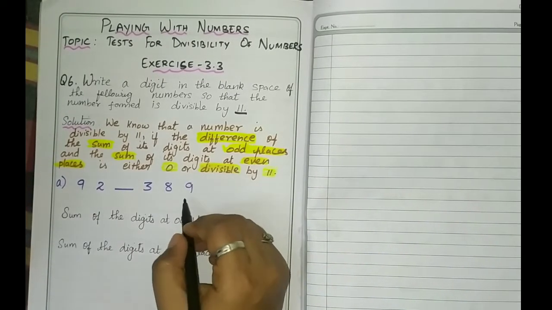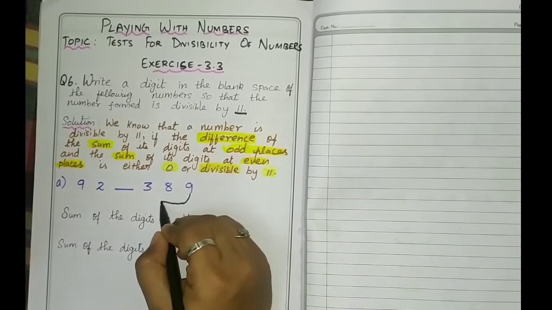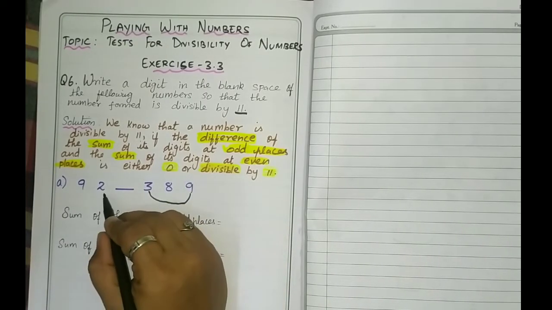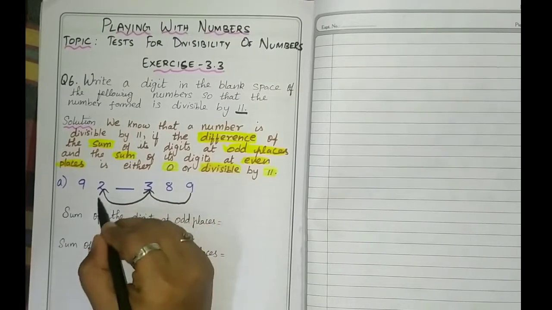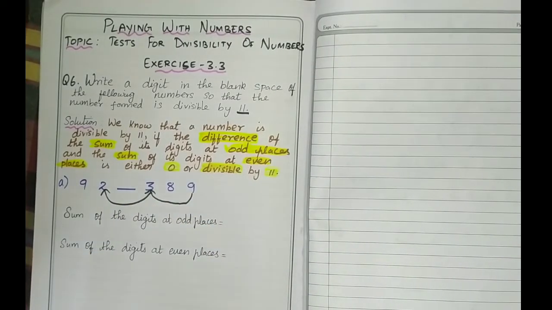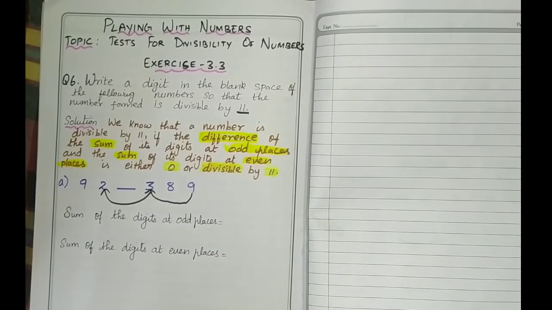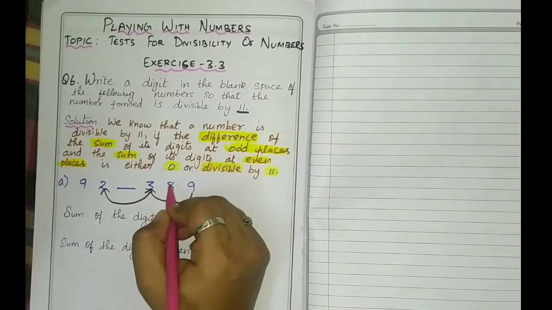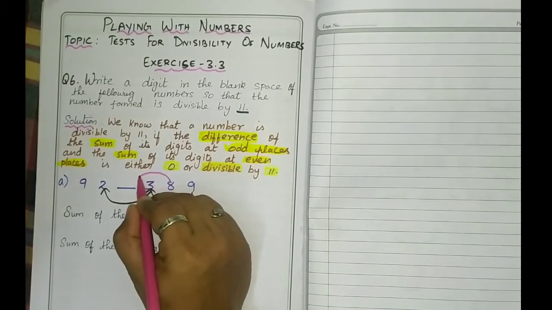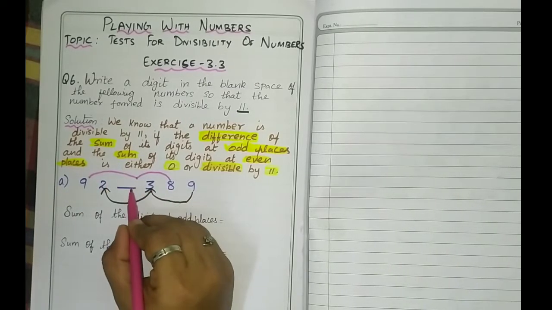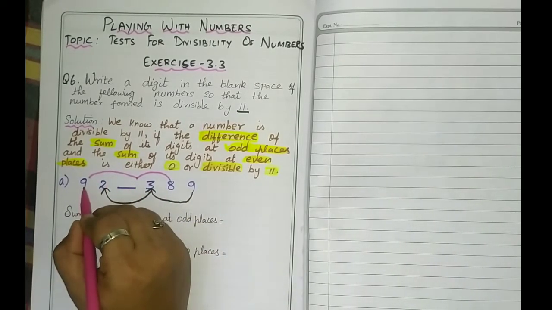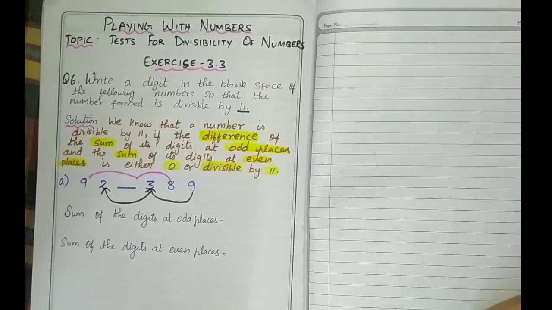Always move from the right: first place, third place and the fifth place. So first position, third position, fifth position are your odd places. The next one, even places, I'll mark in pink color. 8, this blank space, and 9, that is second position, fourth position and sixth position. That is your even places.